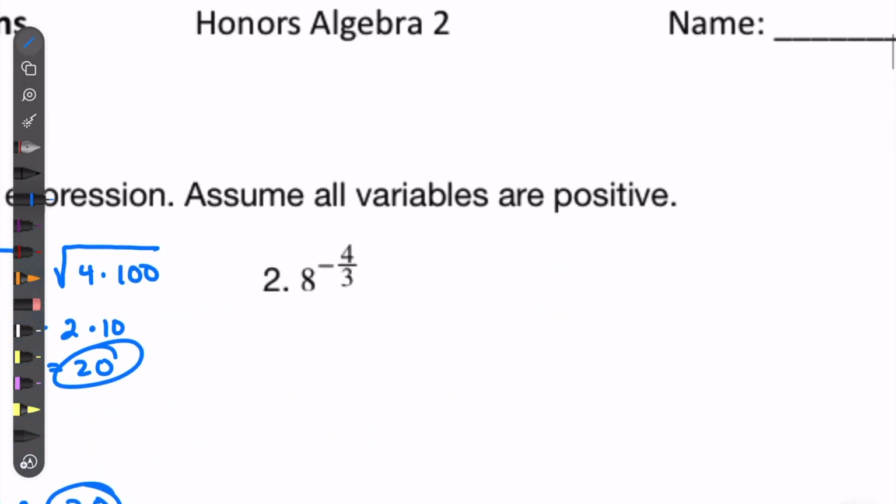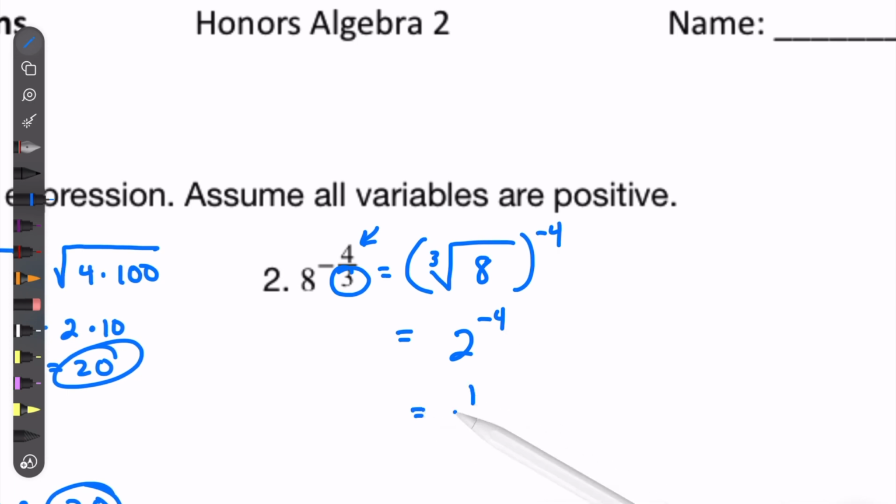8 to the negative 4/3 here. So right away, I would change this into radical form. Now, this is 8 to the negative 4 power, like this then. So the little 3 here, that means, hey, I want a cube root, and this means I want to raise it to the negative 4 power up there. So the cube root of 8 is just 2, so it's 2 to the negative 4. Negative exponents mean put me in the denominator. That's 1 over 16. And we're done with that guy.